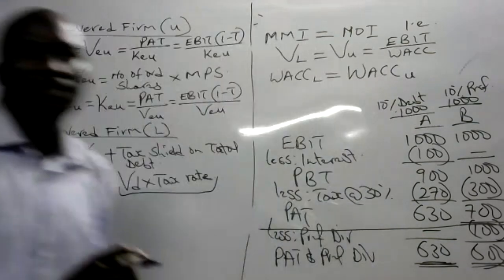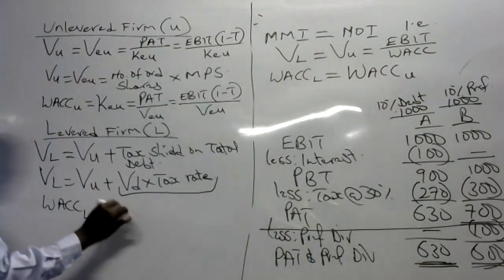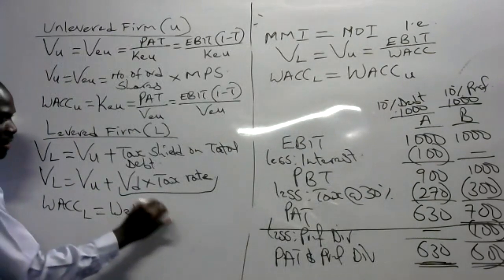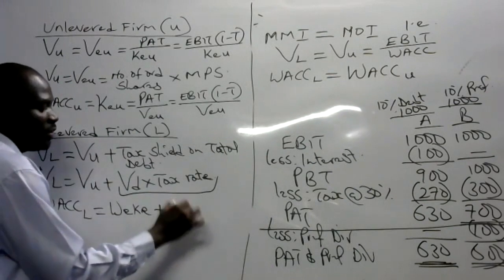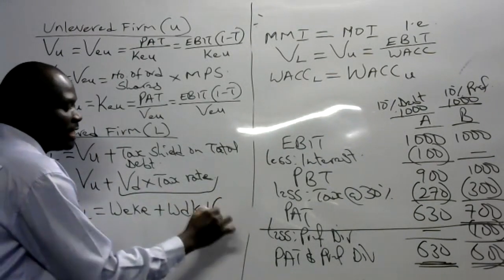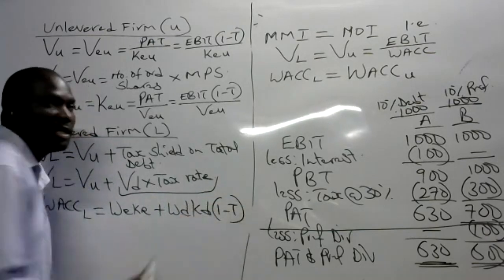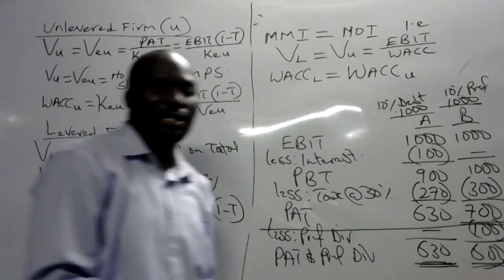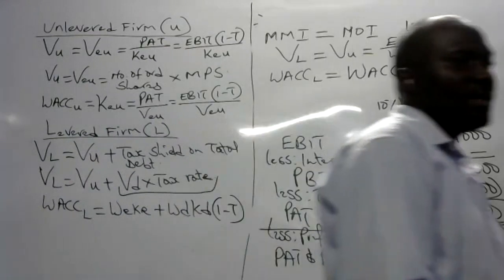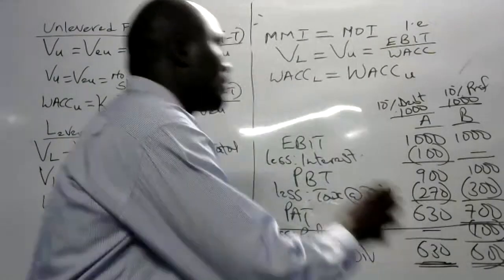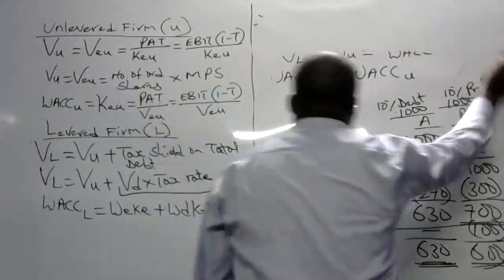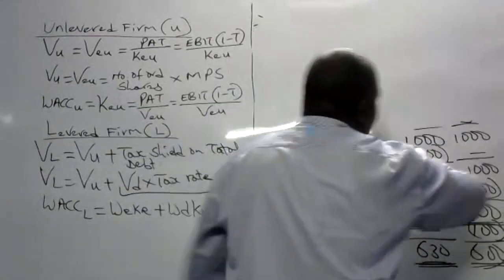Equals to WE KE plus WD KD, and KD lazima tu adjust for it because now taxes exist. So weight of equity, cost of equity, weight of debt, cost of debt, adjusted for tax.